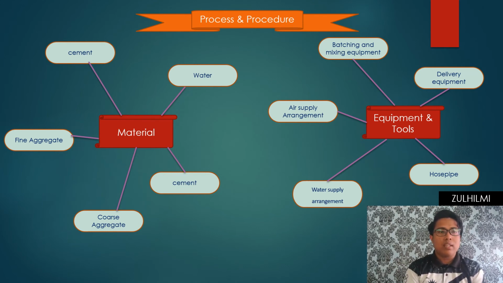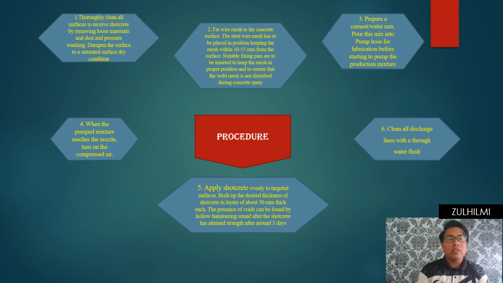Okay, equipment and tools. First one is batching and mixing equipment. Delivery equipment like shotcrete gun, nozzle and pump. Air supply arrangement, hose pipe and water supply arrangement. Okay, now we continue with the procedure.